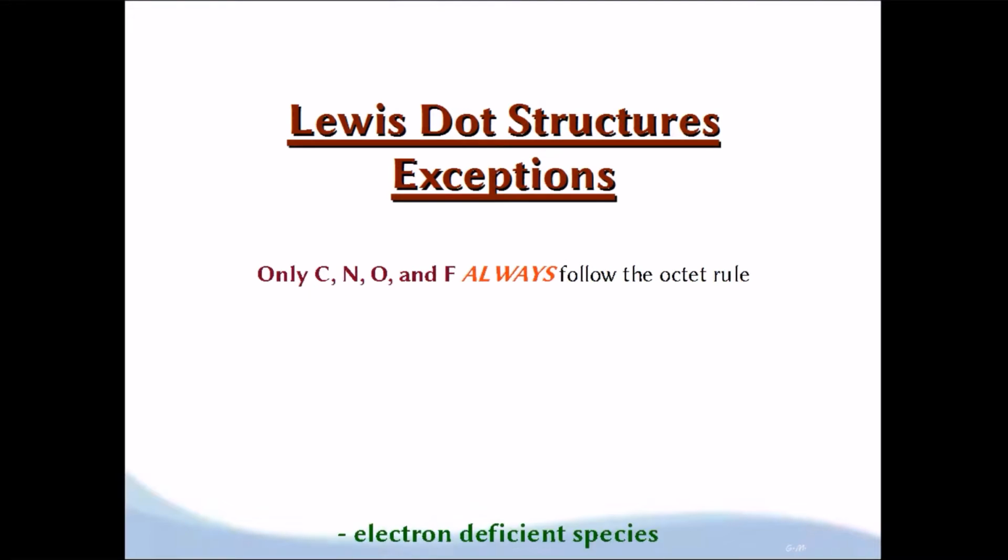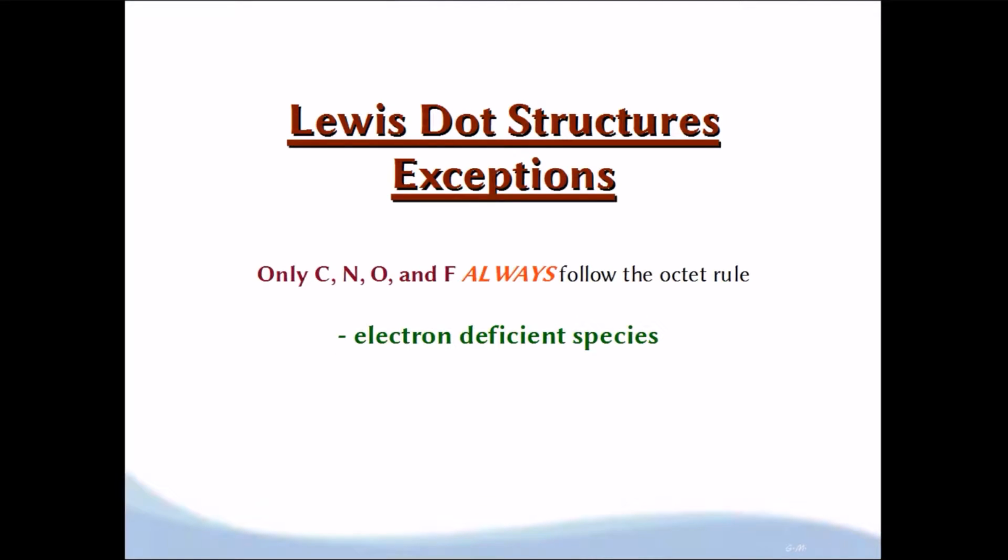Hi there. In this clip, I will talk about exceptions to the octet rule and how you can master them. The basic approach shown in my former clip remains the same, but I have to say that most of the structures you will have to work on are exceptions, since only carbon, nitrogen, oxygen, and fluorine always follow the octet rule. In the following, I will show you how to deal with electron-deficient species and hypervalent structures. If you're interested in radicals, I invite you to watch my clip on that topic.